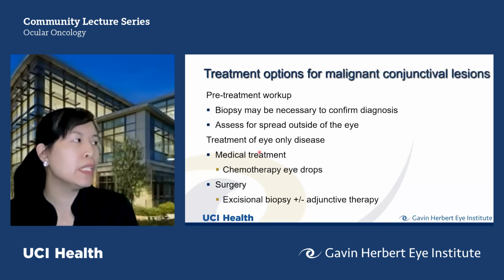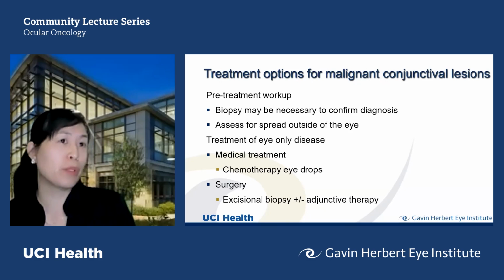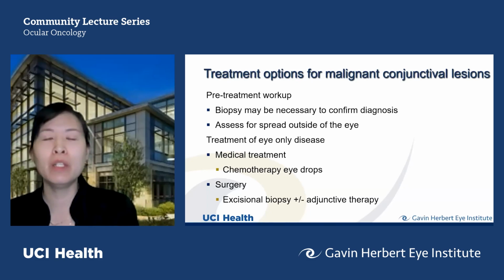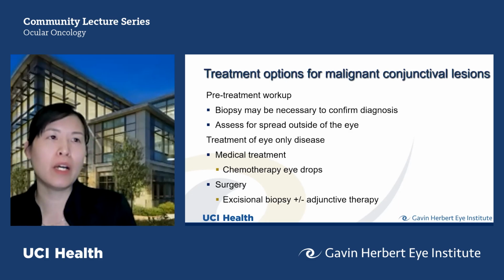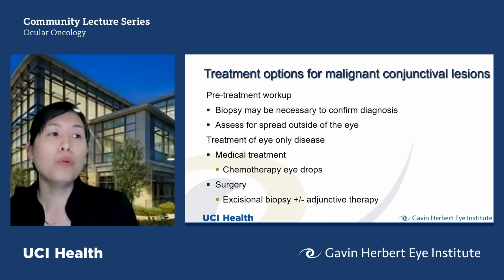When it comes to the malignant lesions, first, before we even talk about treatment, we may want to confirm the diagnosis with a biopsy. And in certain cases like melanoma, we want to know if it's spread beyond the eye. If the tumor is on the eye only and hasn't gone past the eye, and it's only on the surface of the eye, not on the eyelid skin, for example, we can treat it with chemotherapy eye drops. Or we can discuss the possibility of surgery.